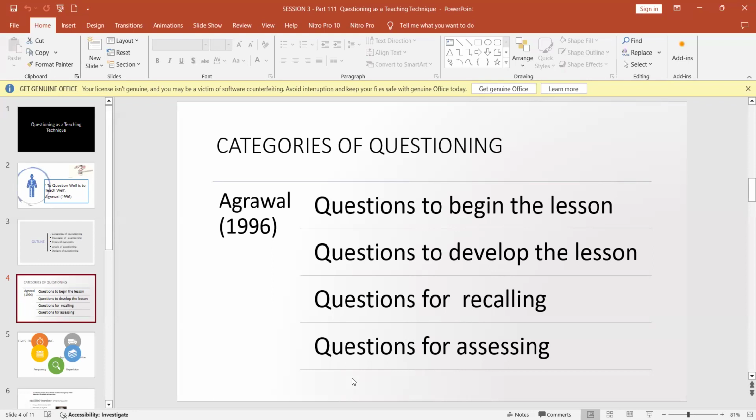So questions for assessing, that is another category. What is meant by questions for assessing? You are very clever. Questions for assessing. After the completion of the lesson, to know whether they have understood the lesson well. Yeah, you're correct, but not 100%. That is to test their understanding, whether they have understood it or not.